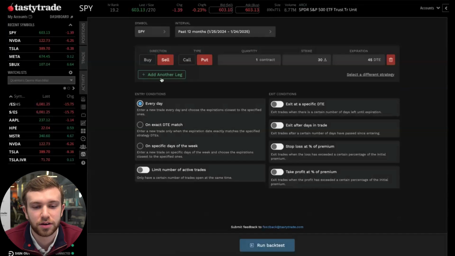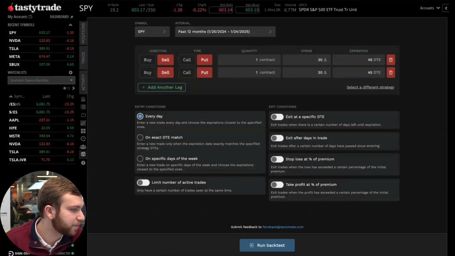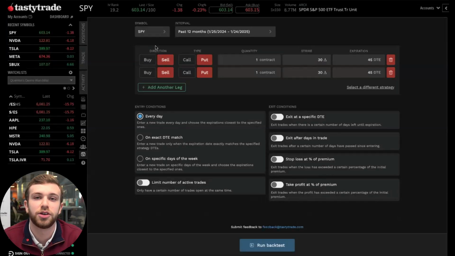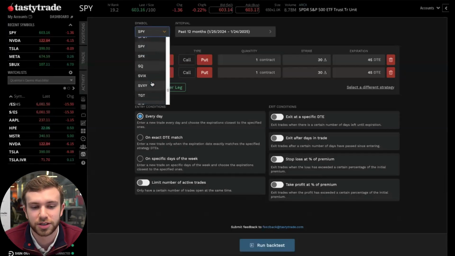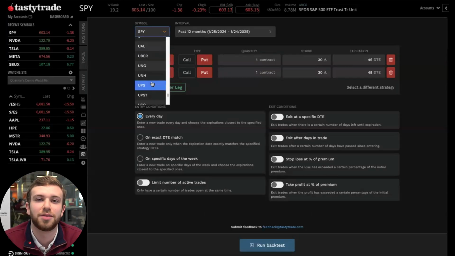And here we can add another leg. And what I can do, what do I got on my list here? We could do a strangle in XLU. This is one of the spider ETFs. We have 150 to 200 symbols here. We've got the big names, like SPY, NVIDIA, Tesla. We have all of those. And we've got the ETFs like XLU, which I'm going to use here.